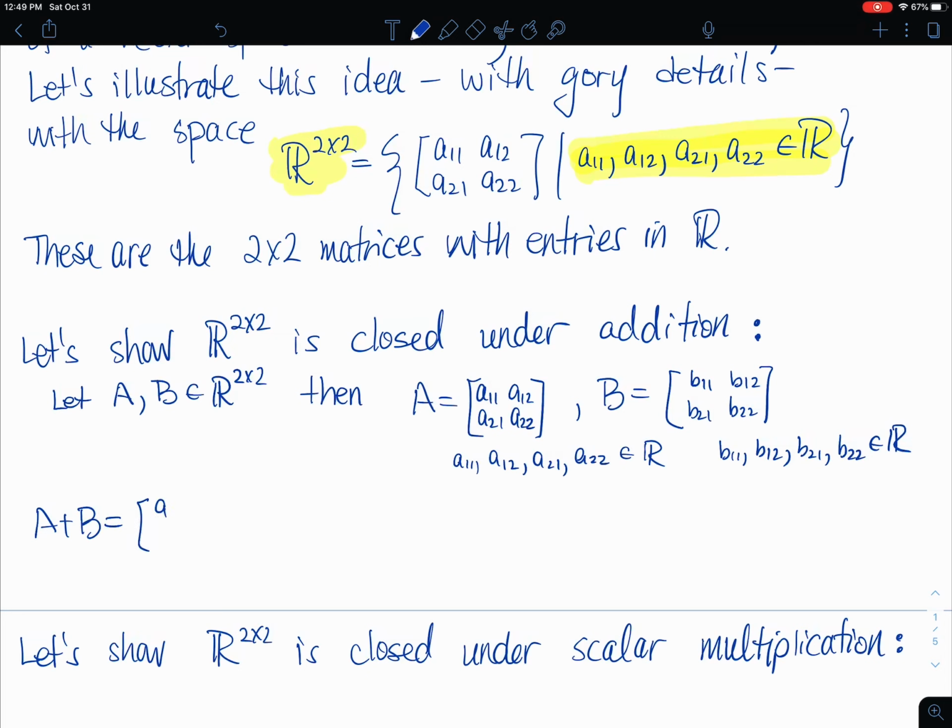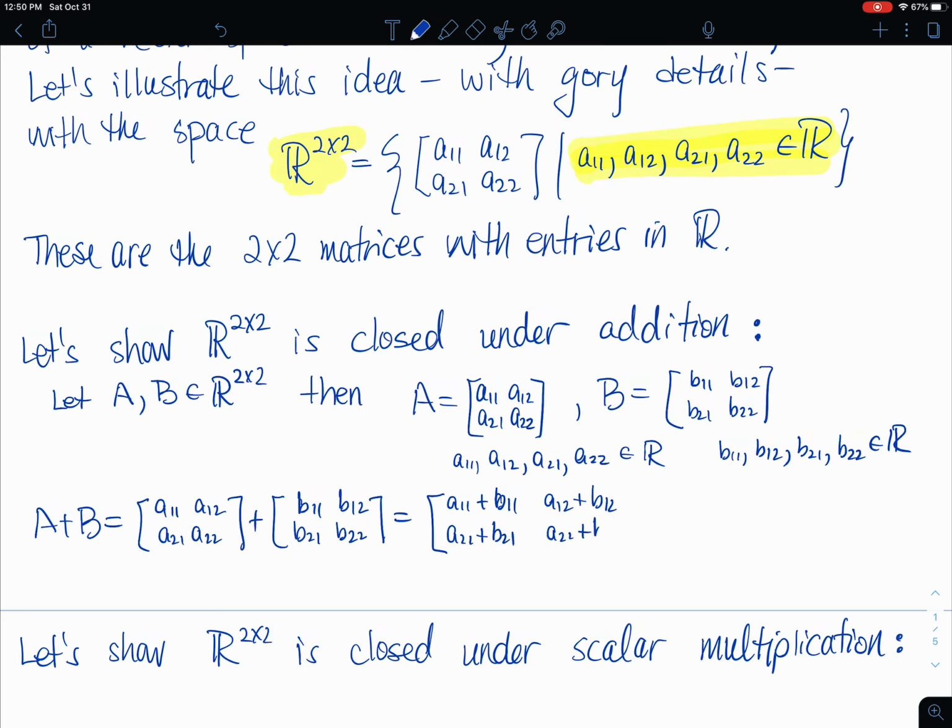So we write out each one. Again, this is a little gory in the detail, but in case anybody's a little confused about how this works, you will now see it. And then you'll see that showing something is closed under addition is this straightforward. So it just says, okay, when you add 2 matrices, we already know that you add them entry by entry. So we get A11 plus B11, then A12 plus B12, A21 plus B21, and then A22 plus B22.